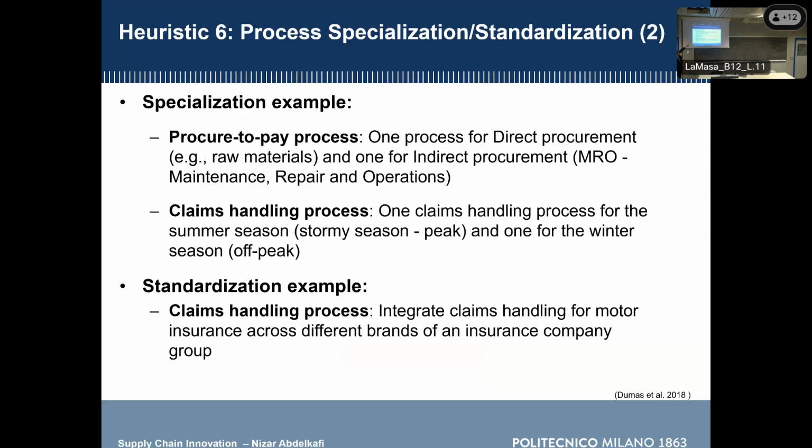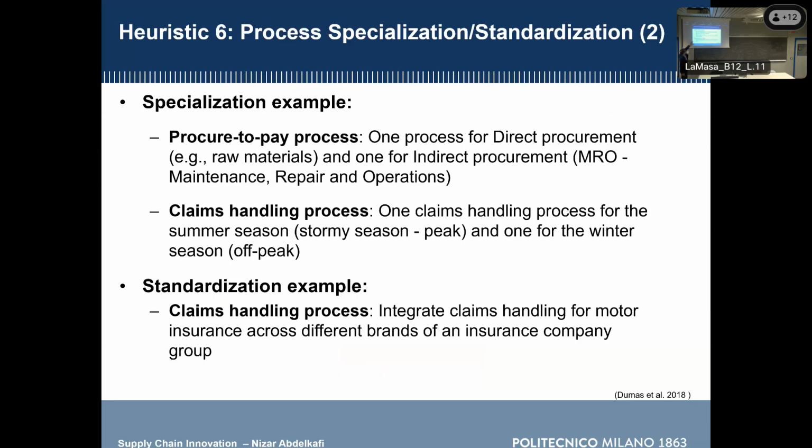Then we have the claims handling process, here for insurance. One claims handling process for the summer season, and perhaps the summer season is stormy. There are some corners of the world where there are a lot of rains, and this is the peak season, where you have most of the claims with respect to car issues, car accidents or whatever. So you may have a process that goes much faster, because a lot of people are claiming something. And the winter season is the off-peak season. There will be fewer issues, and perhaps things can go slower. The checks would be much more detailed, etc. So this is one way you may separate between two types of claims handling.